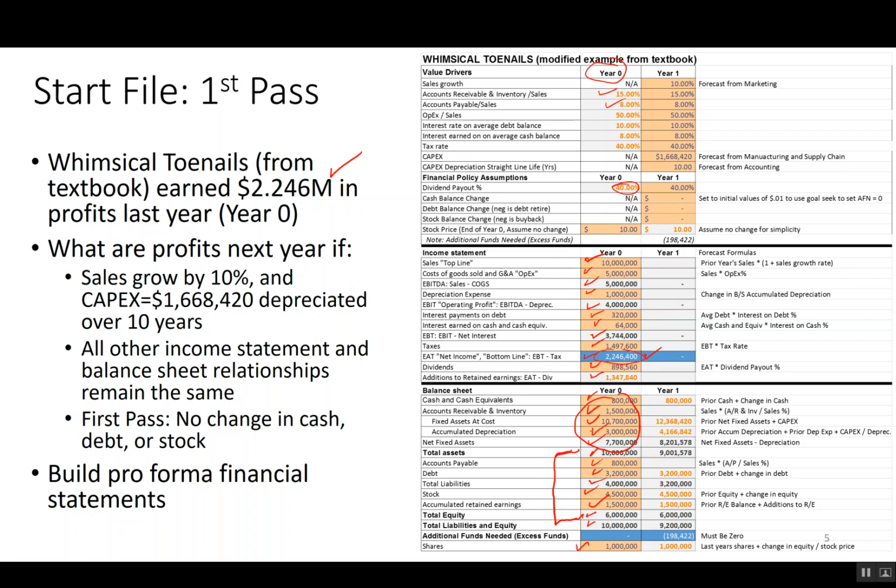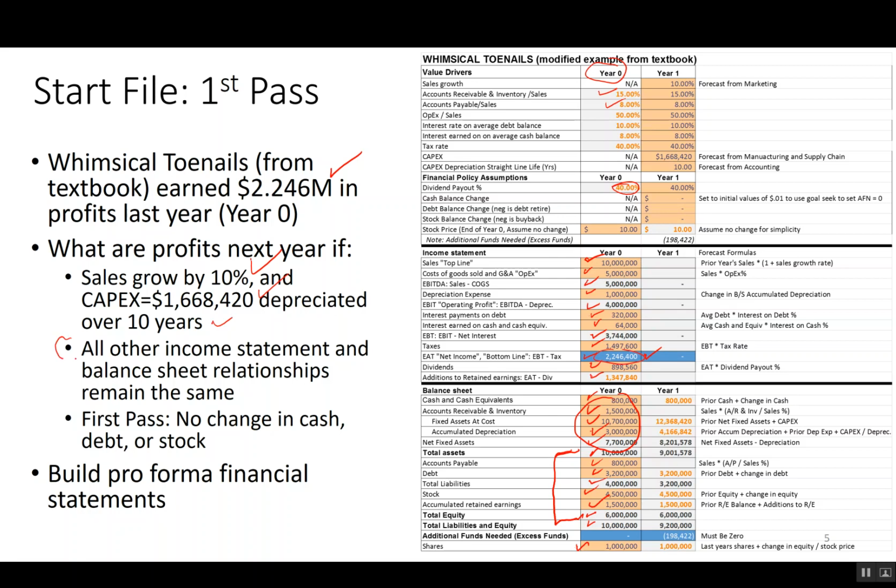Now here's what we're going to do. As a financial analyst or financial manager of this corporation, you've been asked to forecast what the results will be next year given these value drivers. 1, sales grow by 10%. 2, in order to get sales to grow by 10%, they're going to expand their assets. So they're going to have capital expenditures. In other words, that's going to be new fixed assets at cost of 1.668 million. And those are going to be depreciated over 10 years, so we're only going to see 10% of that expense hit the depreciation this year.